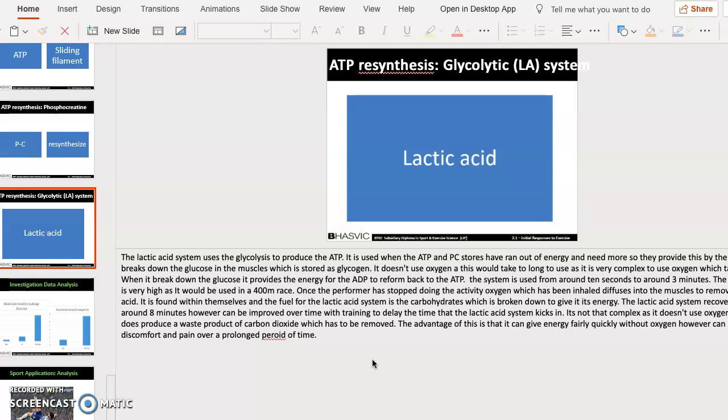The lactic acid system recovery time is around 8 minutes, however it can be improved with training to delay the time that the lactic acid system kicks in. It's not that complex as it doesn't use oxygen, however it does produce a product of carbon dioxide, which has to be removed. The advantage of this is that it can give energy fairly quickly without oxygen, however it can cause serious discomfort and pain over a prolonged period of time.